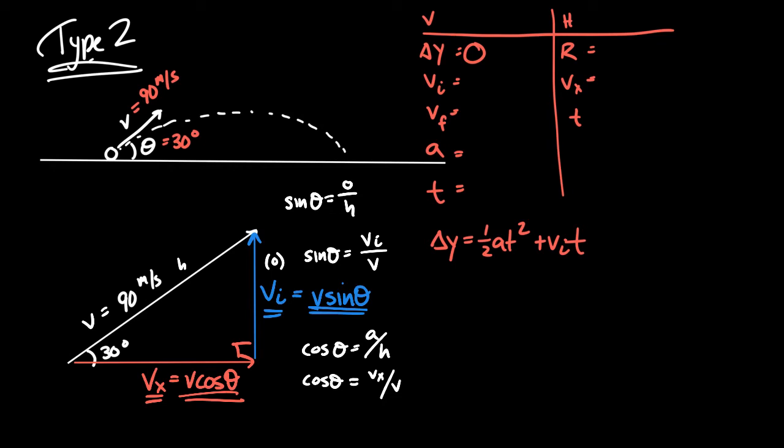All right, now we have to populate our chart, but we don't want to populate it with the 90 and the 30 degrees. We want to figure out the components of the object's motion. So starting with Vi, V sine theta is going to be 90 times the sine of 30 degrees, which is 45 meters per second.